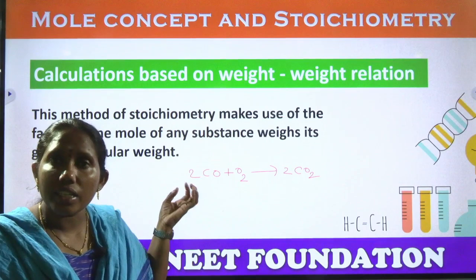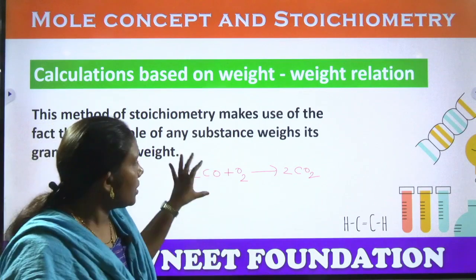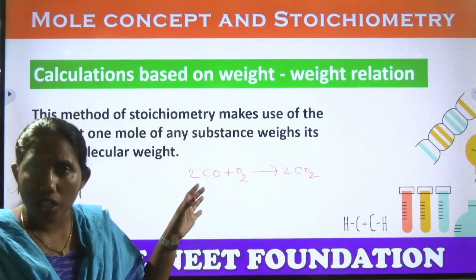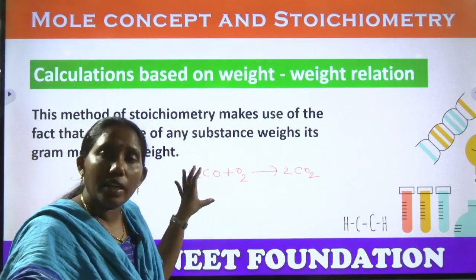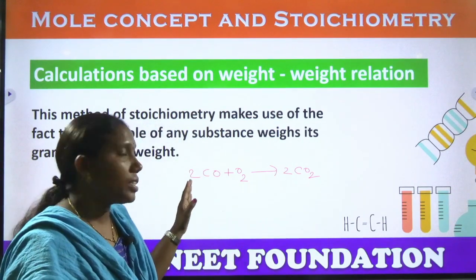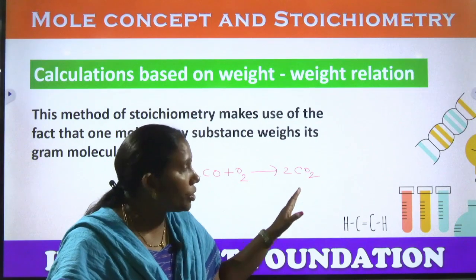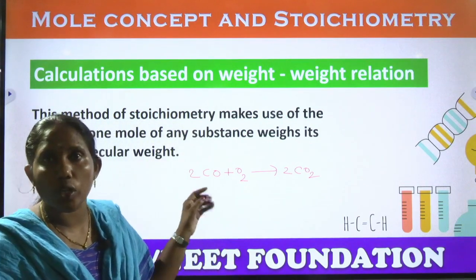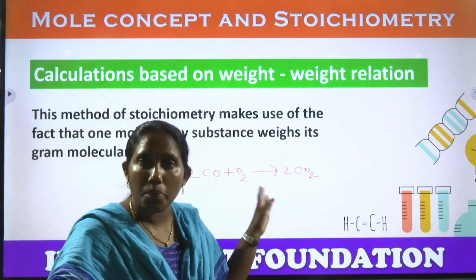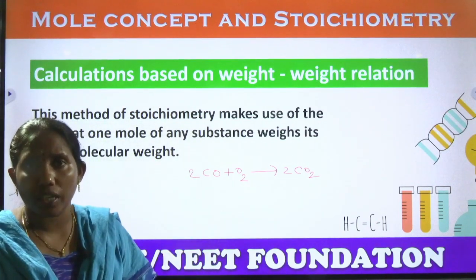So these are calculations based on weight relation, weight-volume relation and volume relationship. See, these two are the reactants and this is the product. What is this weight relationship? When 2 grams of carbon monoxide reacts with 3 grams of oxygen, how much carbon dioxide is produced? All the reactants and products we are dealing with in terms of weight, isn't it? That is called the weight relationship between the reactants and the products. Between the reactants also we can calculate, between the products also we can calculate.